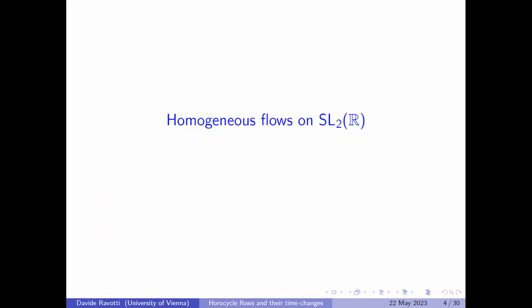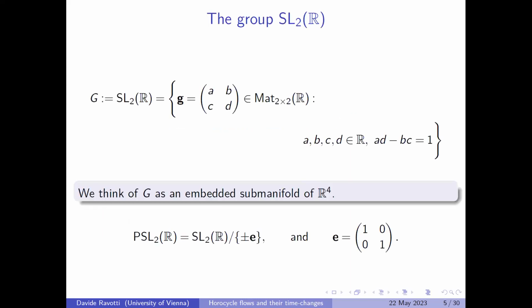Okay, so let me start by introducing what homogeneous flows are. So we will focus on the group SL2R that I will call G, and this is the group of 2x2 matrices with real entries and determinant 1. So elements of G, I will always denote them with a boldface letter. And these are matrices (A, B, C, D), where A, B, C, D are real numbers, and the determinant is 1. So AD minus BC is equal to 1.